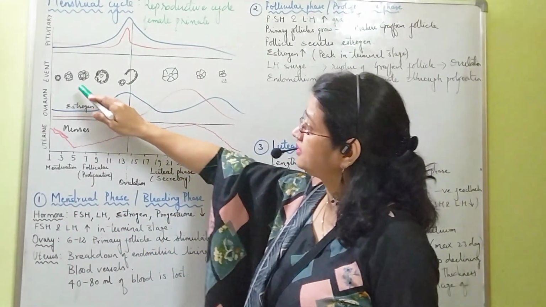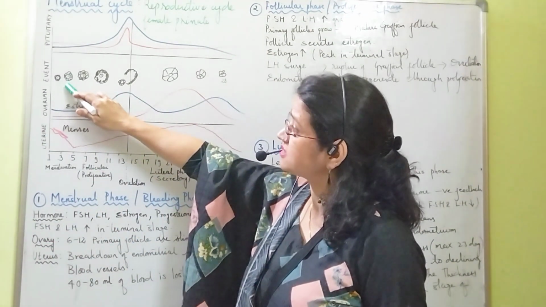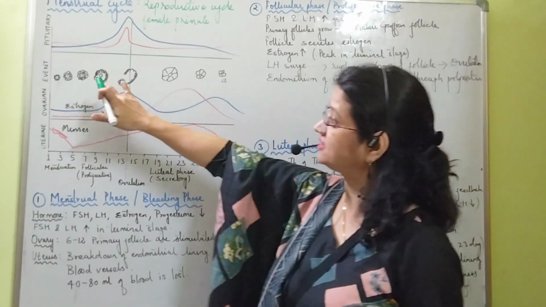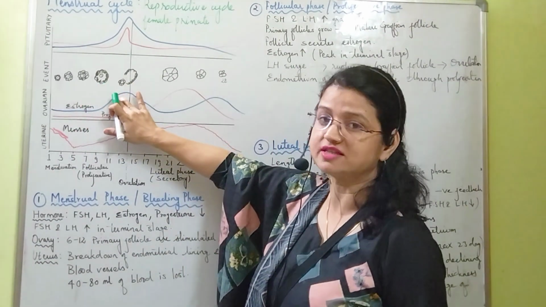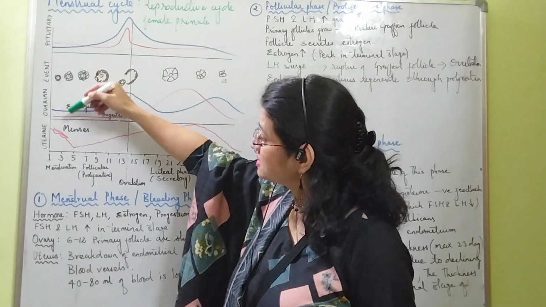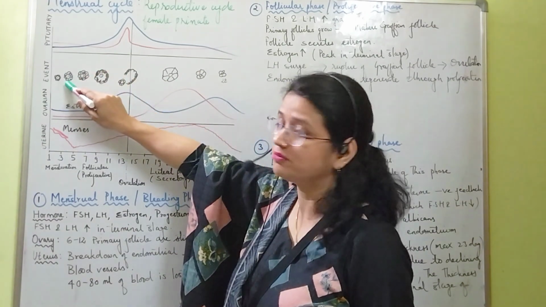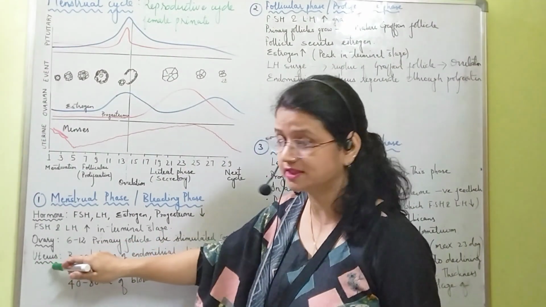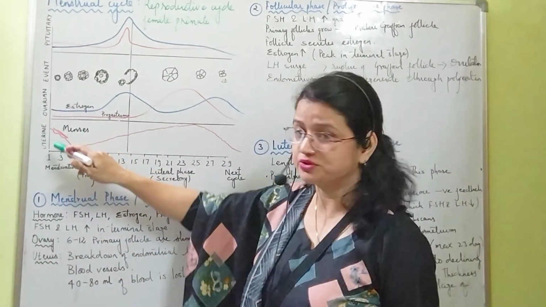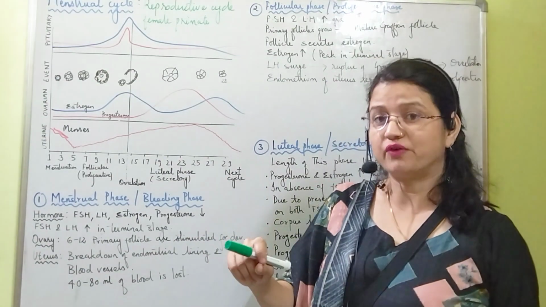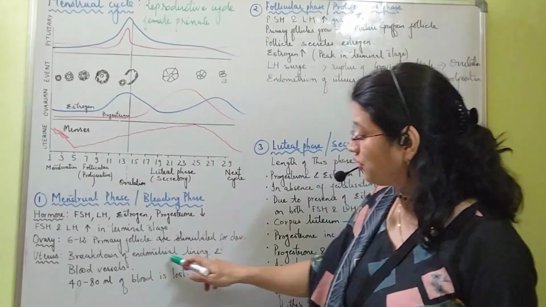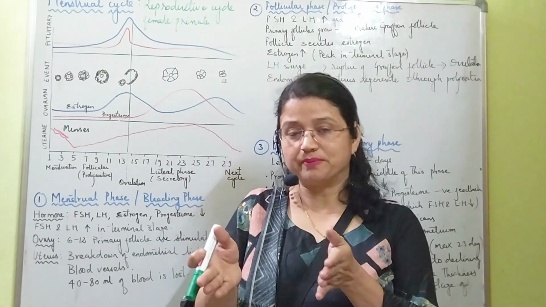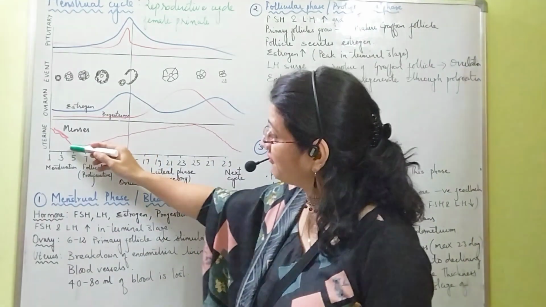During this time the primary follicles are stimulated for development, because after this phase they will enter the next phase, that is the follicular phase. So in the menstrual phase, they will be stimulated for their development. Now we will see the changes in the uterus. Because the level of progesterone is very low, there will be the breakdown of the endometrial lining of the uterus.